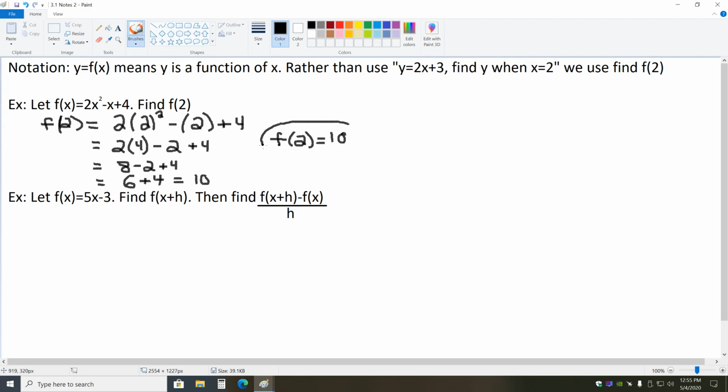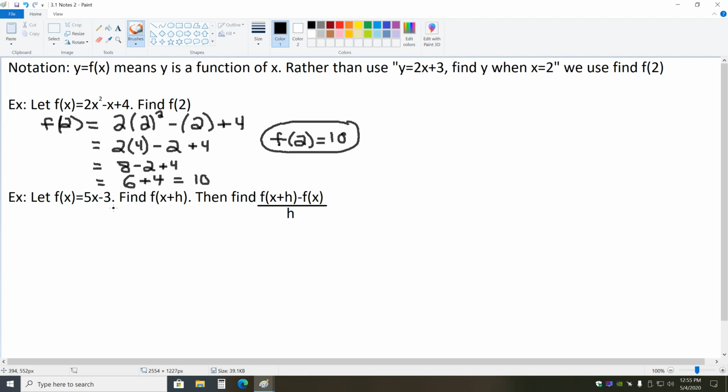The function notation must be written in your answer because this is you completing the sentence, essentially, to what the problem used to say. So rather than saying y is equal to 10 when x equals 2, instead you're just saying f of 2 equals 10. The same thing, but a much faster way of approaching it.